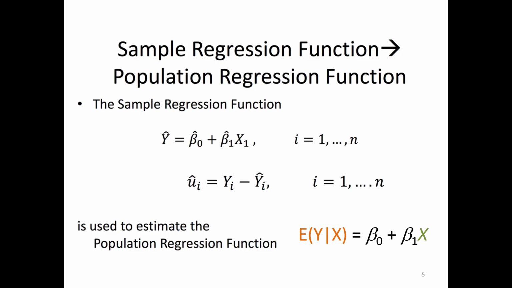We use the sample regression function to estimate the population regression function. And remember from video 1, our population regression function is the expected value of y given x equals beta naught plus beta 1 x.